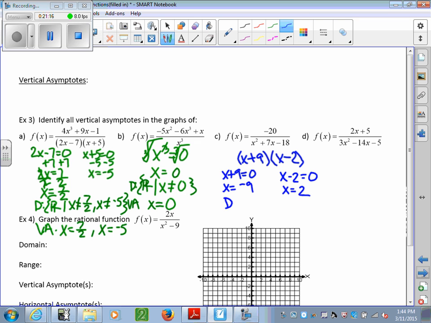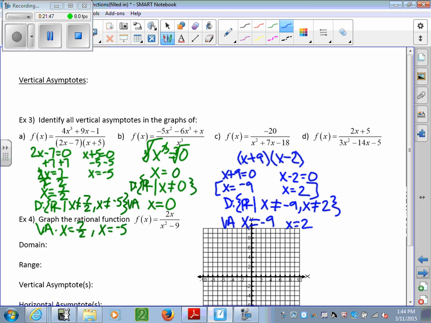My domain is all real numbers such that x is not equal to where my graph is undefined, so x is not equal to negative 9, and x does not equal positive 2. Okay, vertical asymptote: exactly where my graph's undefined. We said it was undefined right here and here, right? So my graph has vertical asymptotes x equals negative 9 and x equals 2.